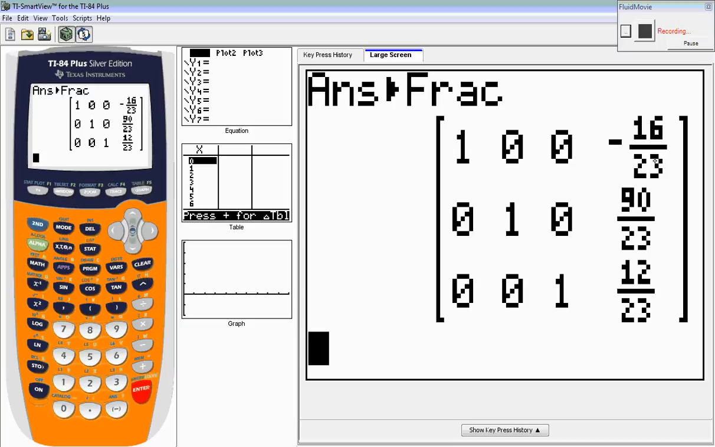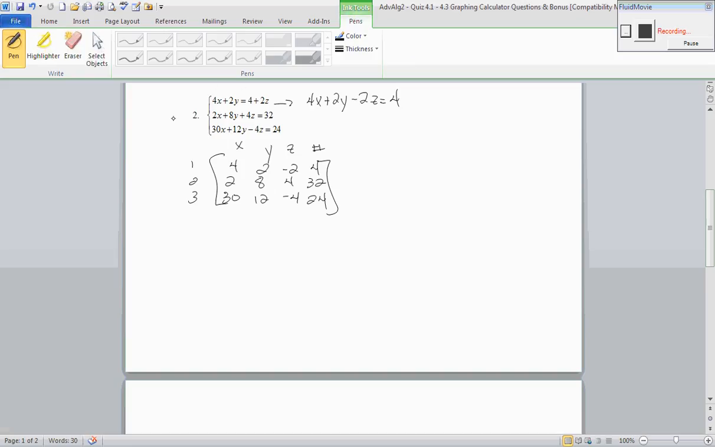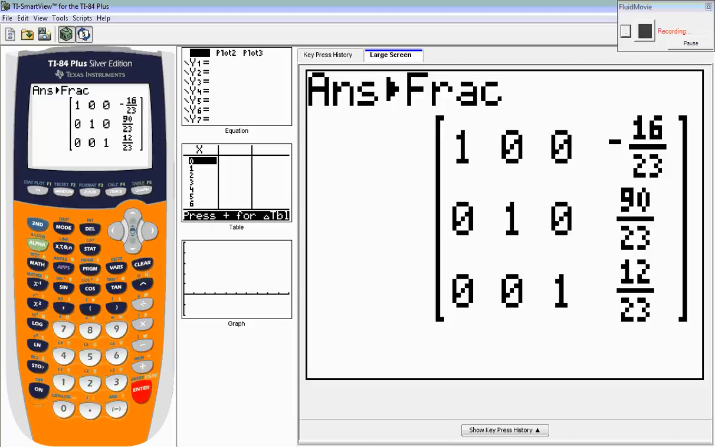1x is equal to negative 16 over 23, 1y is equal to 90 over 23, and 1z is equal to 12 over 23. These values would be the x, y, and z values of the ordered triple, which represent a point in 3 dimensions, which is the intersection of the 3 planes given by the equations in our original system. So these planes intersect at that one point. That one point is this particular ordered triple, and that's how you solve question 2 using the reduced row echelon form in your graphing calculator.